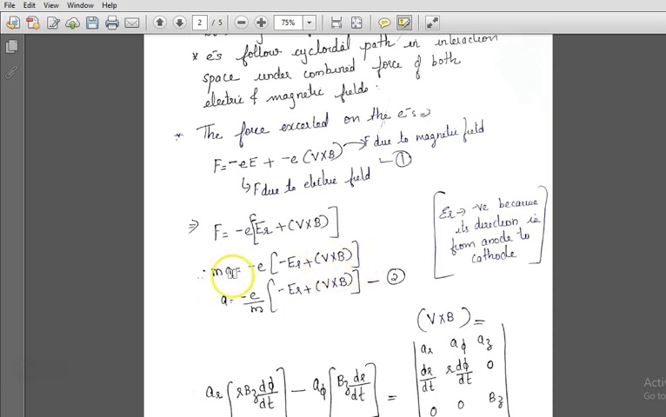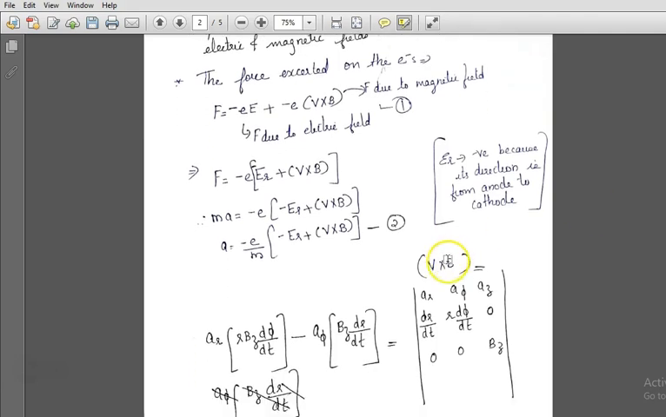Again, from this, what is A? A is equal to minus E by M into minus ER plus V cross B. Now we have to find V cross B. In the cylindrical coordinate system, it is along R, theta and Z. Here, instead of theta we are taking phi. So AR, A phi and AZ. We have to take the velocity and the magnetic field along the R, phi as well as Z direction.